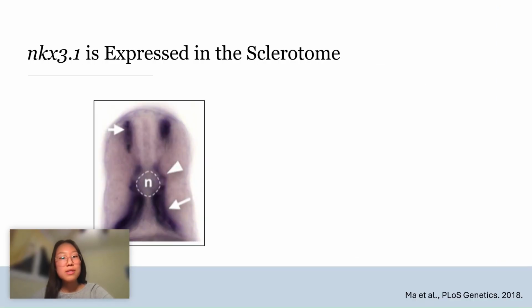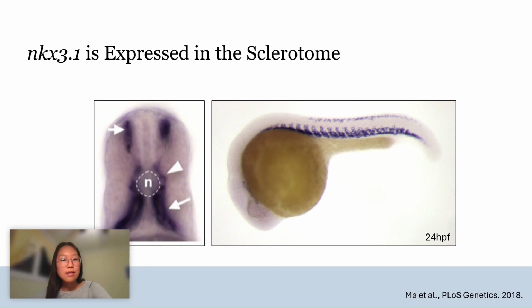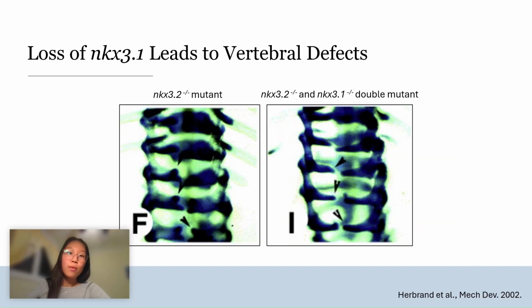So all sclerotome cells express a gene called nkx3.1. And on the left here, all of the dark purple staining shows nkx3.1 expressing cells in a zebrafish embryo cross-section. And then on the right, we see those same cells, and we can see them during their migration in these nice diagonal patterns. But why is nkx3.1 important?